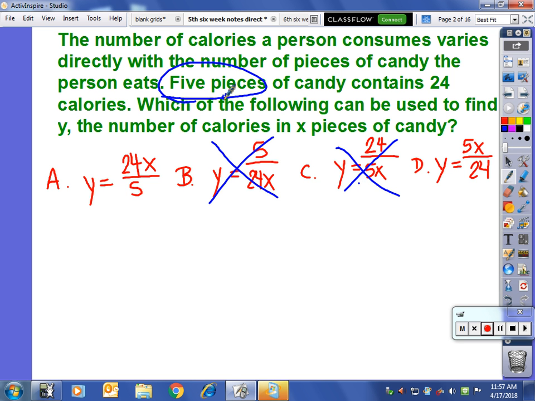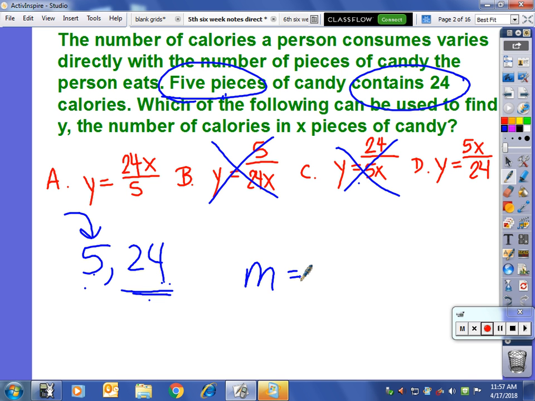They tell you 5 pieces of candy contains 24 calories. So is that 24, 5 or is that 5, 24? Yes, because what's happening here is you are inputting how much candy you eat, and what's coming out? Calories. The number of calories you consume depends on how many pieces of candy you eat. The more candy you eat, the more calories you're going to get. Does that make sense? So now, how does slope work on a direct variation?